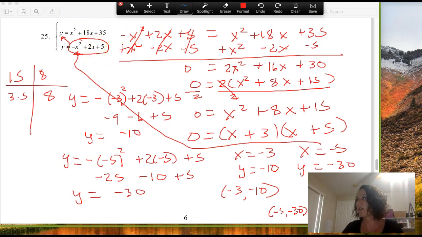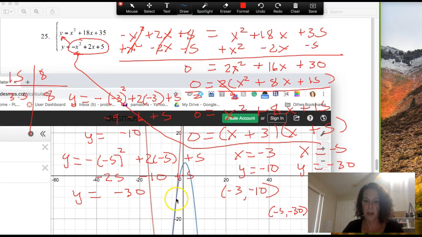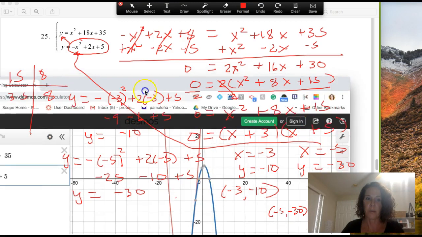Let's double check it on our Desmos. Remember, what was this point right here? If we go ahead and look at it, this point was negative 3, negative 10, which was our point here. And then this one down here was negative 5, negative 30. And we did it. We solved it algebraically.